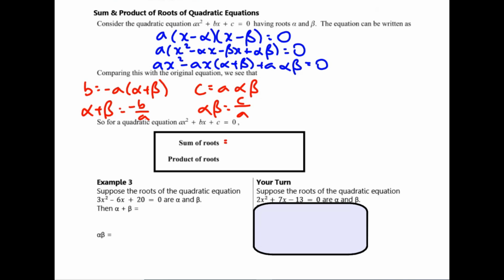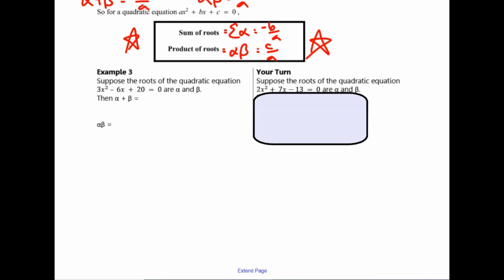We often write sum of roots as sigma alpha, always equal to minus b over a. The product of the roots in this case is alpha beta, and that's equal to c over a. Definitely worth learning these. They're not on the formula sheet. This means we can write down results about the roots without actually calculating them themselves.